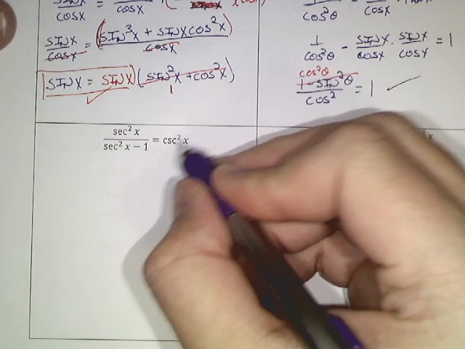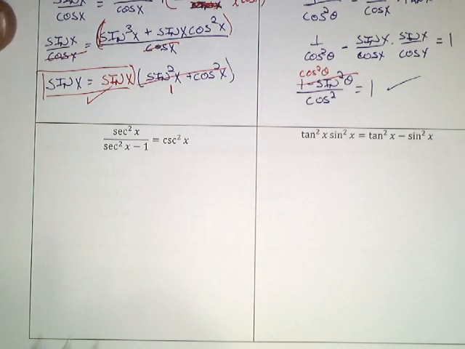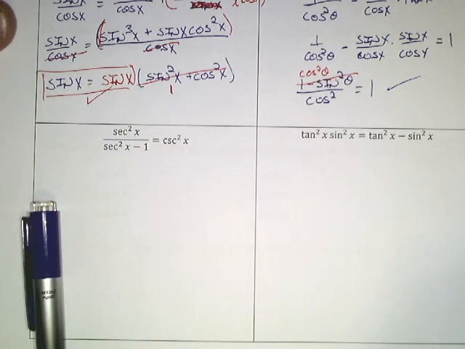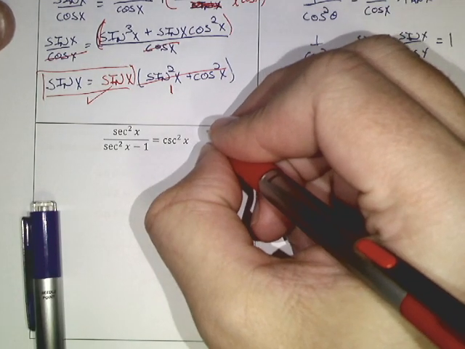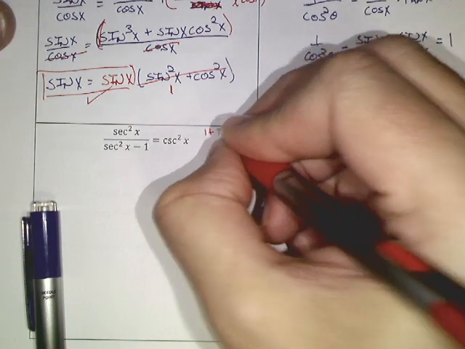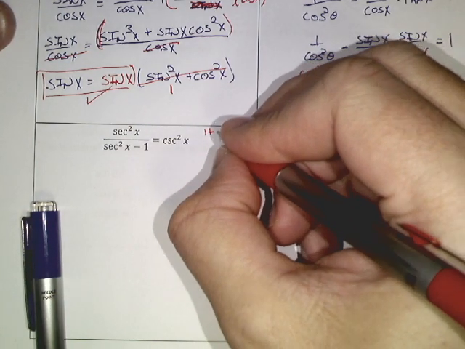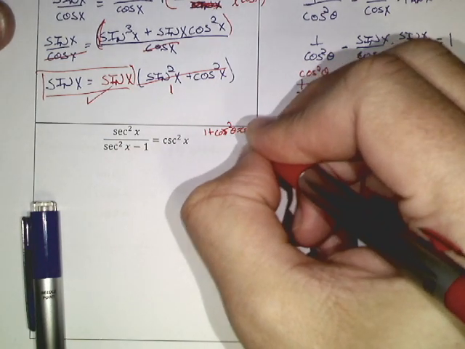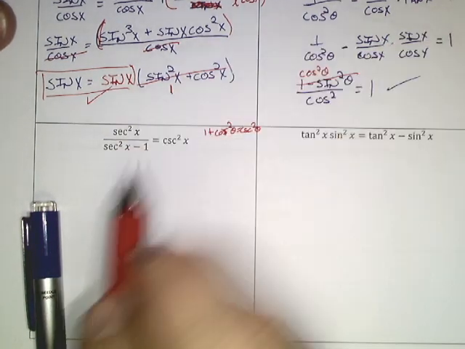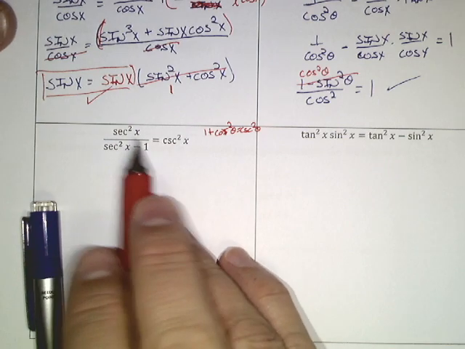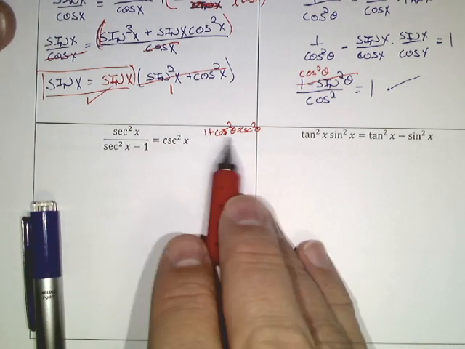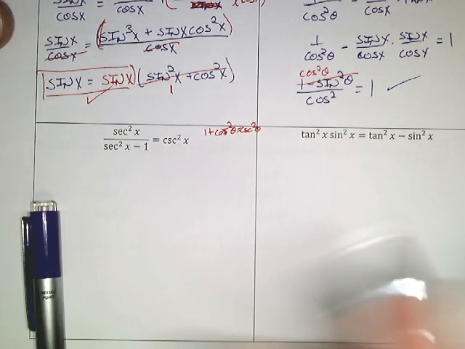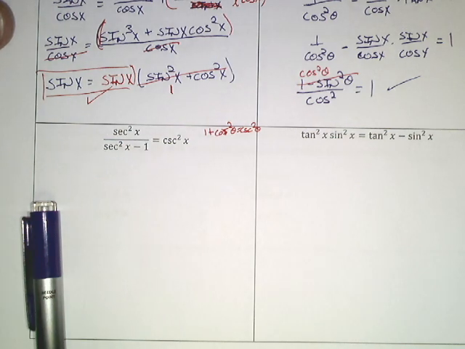I do have a Pythagorean identity with cosecant squared. That Pythagorean identity is 1 plus cotangent squared theta equals cosecant squared. So if I can get this side to somehow equal 1 plus cotangent squared, that would count. Looking at it, I'm not 100% sure how I would do that quite yet.